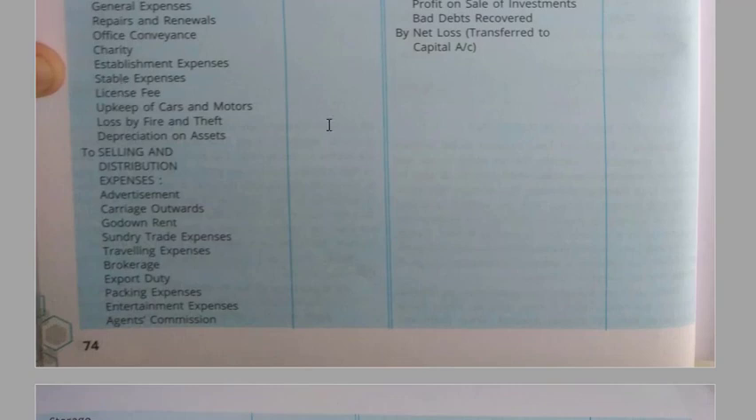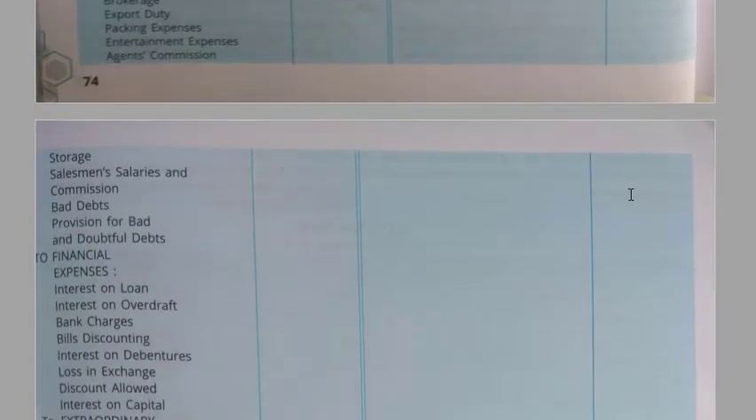Next category which is included is selling and distribution expenses. In selling and distribution, for selling we do advertisement, carriage outward. Now carriage inward is included in the trading account because the raw material we are bringing to the godown or to the factory, but carriage outward, here the finished products we are sending to the retailers. So carriage outward is an indirect expense. Godown rent, sundry trade expense, traveling expense, brokerage, export duty, packing expense, entertainment expense, agent's commission, storage, salesman salary and commission.